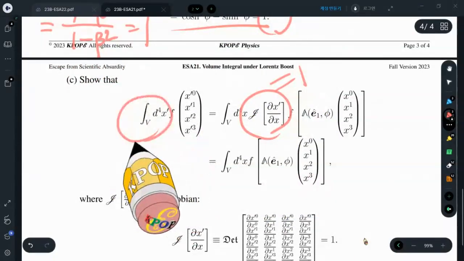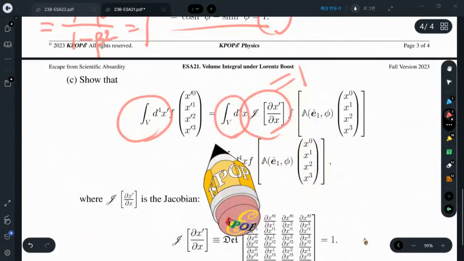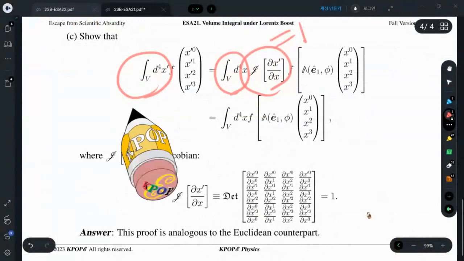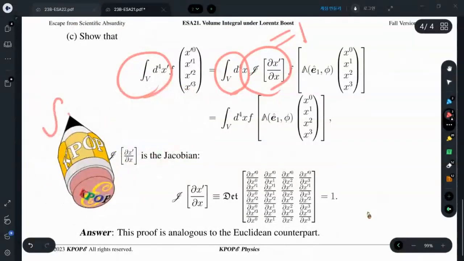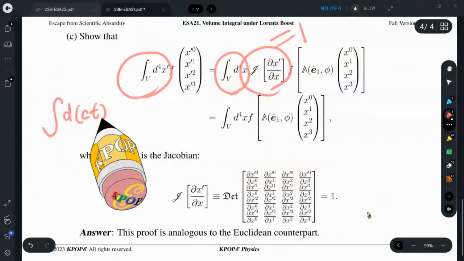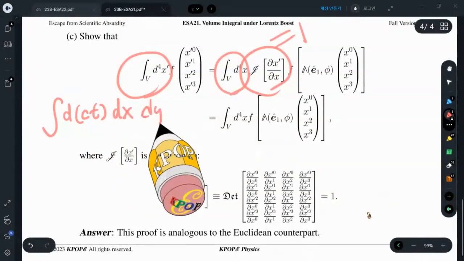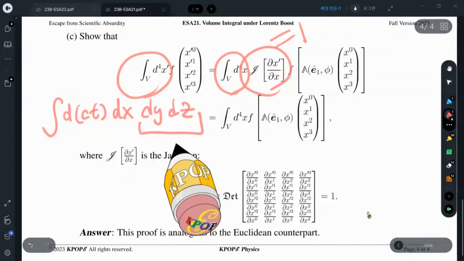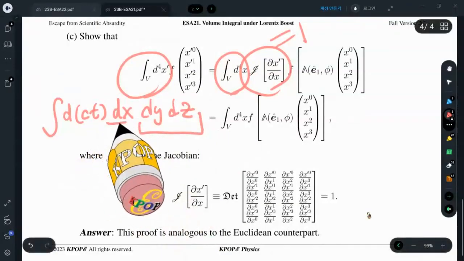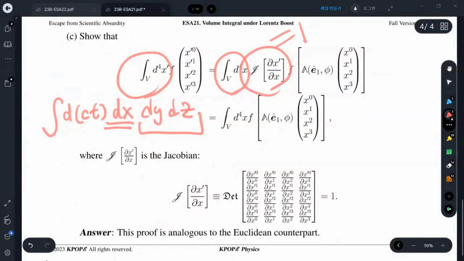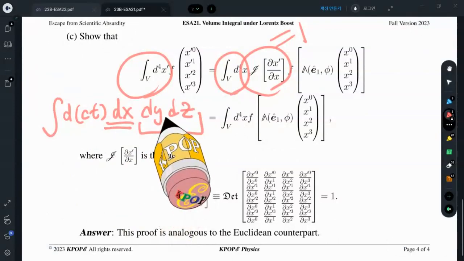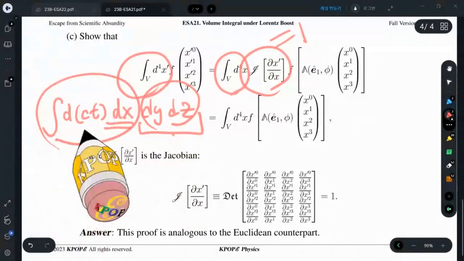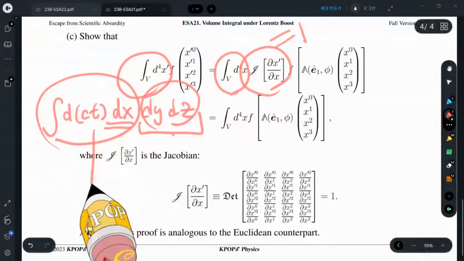So the integral measure does not change at all. Actually, the basic reason why is that we can decompose into ct, dx, dy, dz. Y and z are perpendicular to the relative motion. Relative motion is only along the x-axis. So this perpendicular direction is invariant. What I need to consider is these two factors.